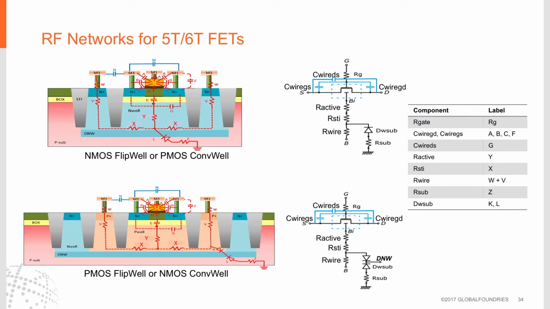The RF models are not scalable. These are fixed structures. So when using an RF model such as this, you would simply deploy the P cell directly. W's and L's would not be scaled. It would simply be taken and placed and used as is.